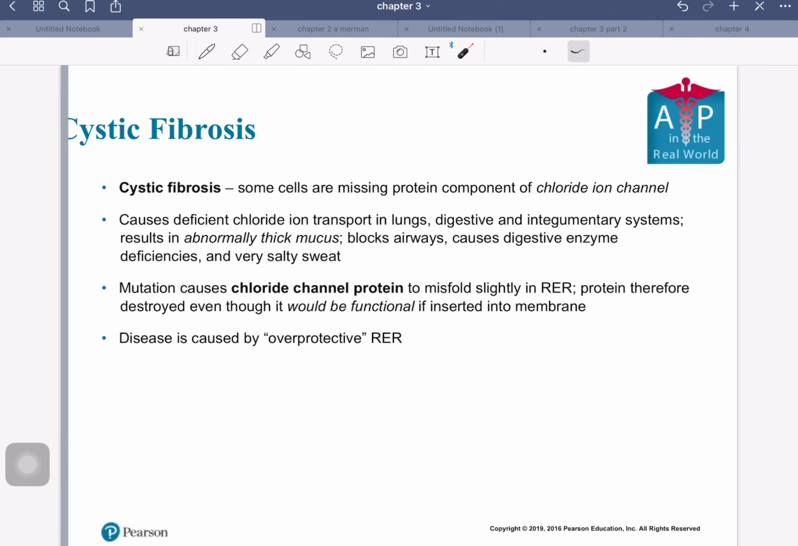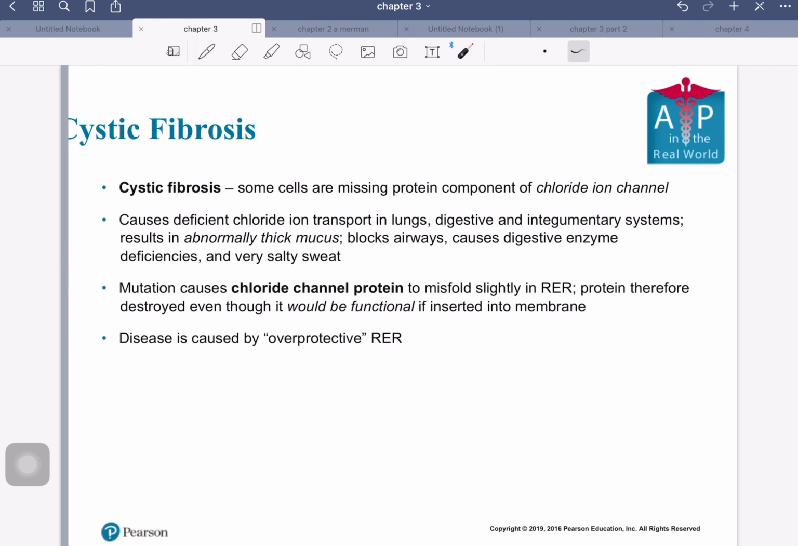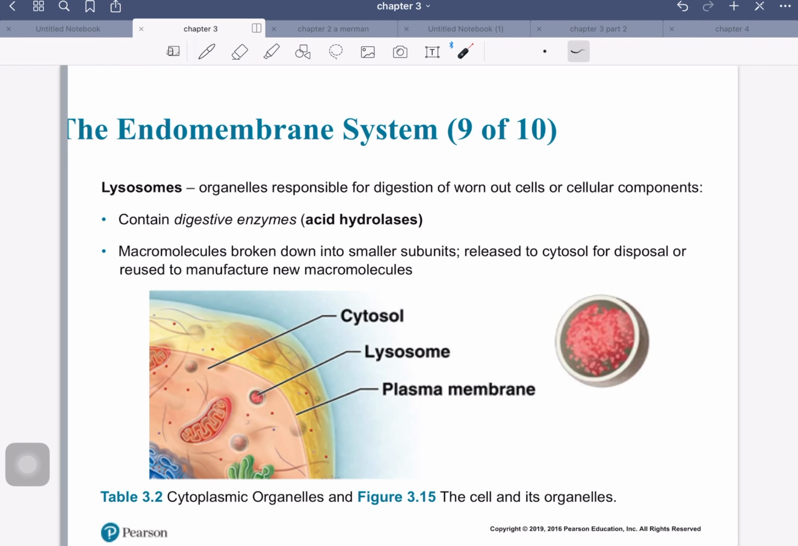Have a look. You can read about cystic fibrosis. I'm not going to spend much time on it here, not because it's not important, but I think you can have a look at it. You'll also find this material in the book, and it's a good way to link your knowledge of the organelle with the pathophysiology of a disease on a molecular level.